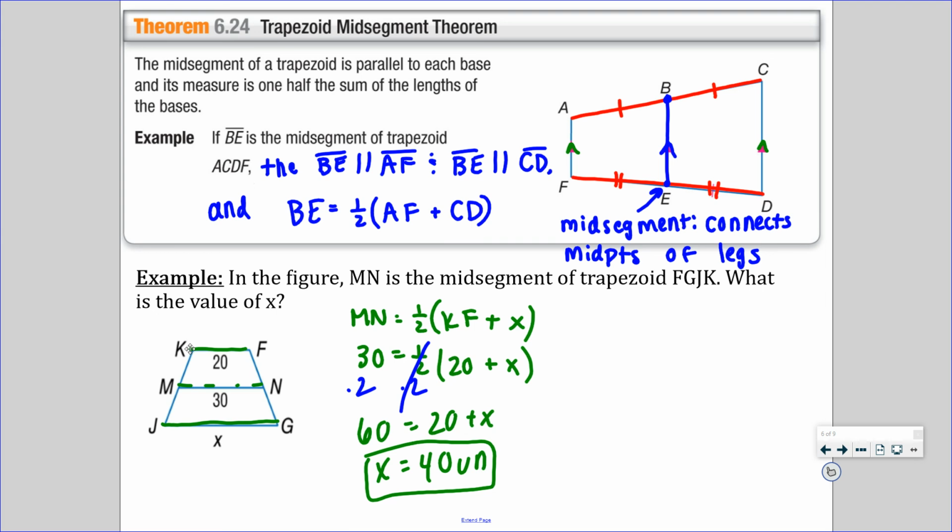Again, these are pretty nice numbers, and you're like, I know 30 is the average of 20 and 40. Yeah, that's great. Good number sense. But if the numbers get harder, use that as an example to solve it.